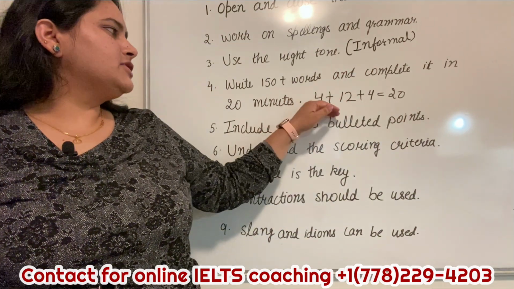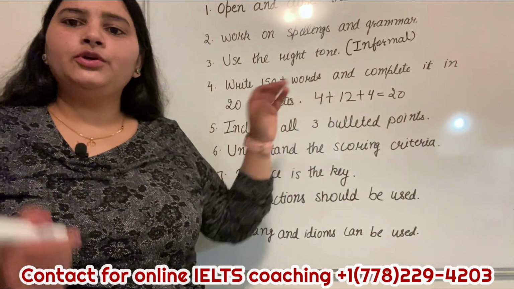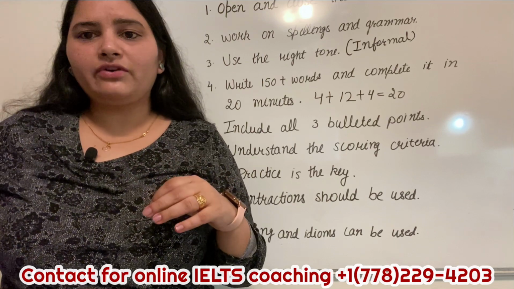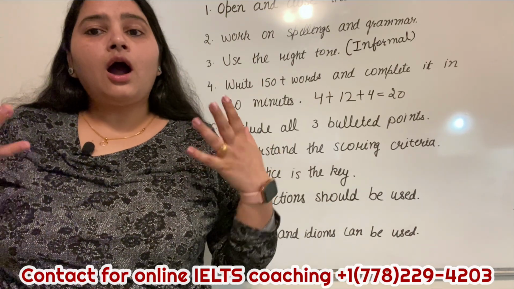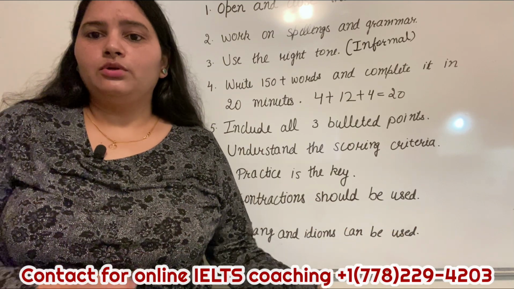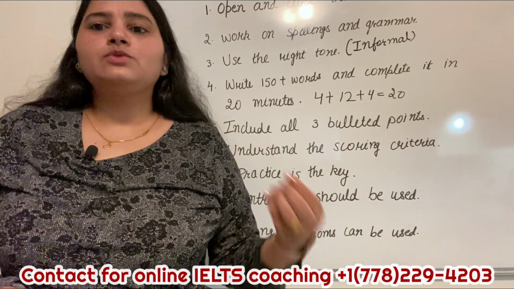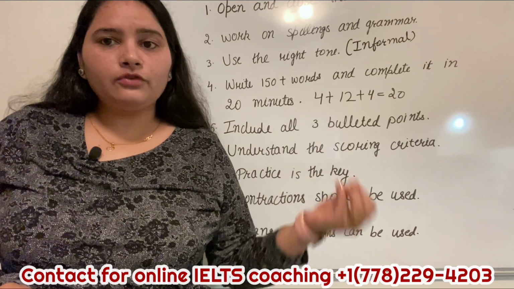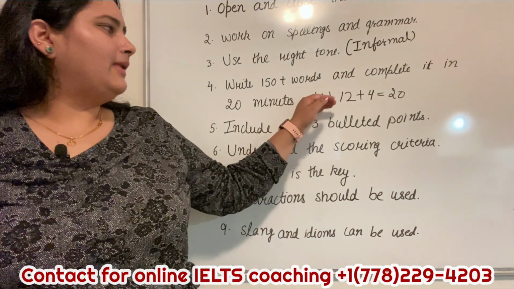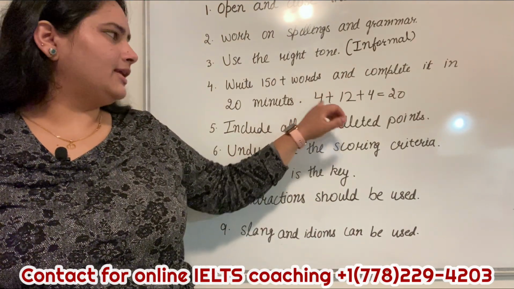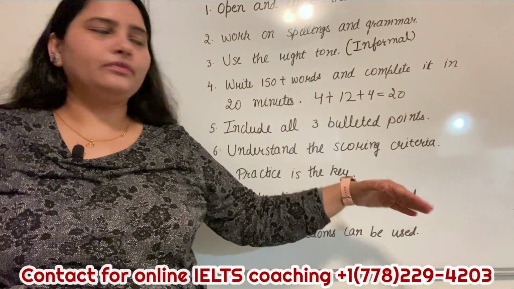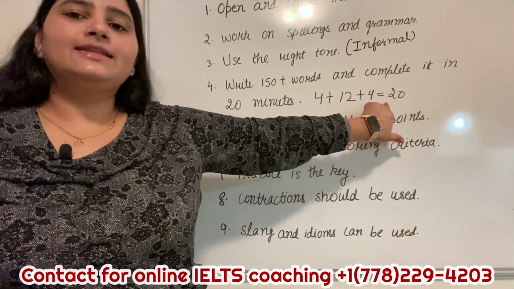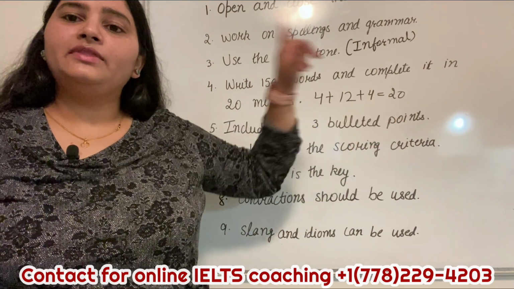How to do it? The first 4 minutes are for planning. You will plan what you will be writing, like if you're inviting your friend to your country, what things you should include, what worth-watching places, what time of the year, what kind of clothes he should bring. You will plan in this time. The 12 minutes are for writing. You will write everything. Then the last 4 minutes are for proofreading.